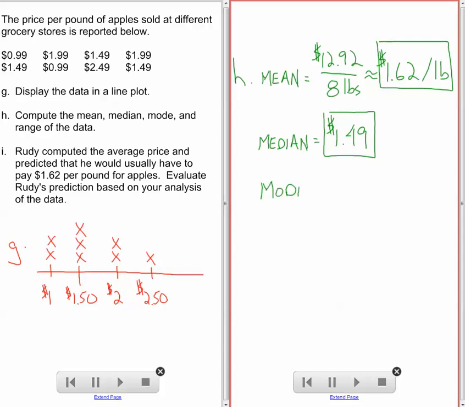And lastly, the mode. The mode's the easy one. It's the one that occurs most often, and our line plot clearly tells us that $1.49 occurs most often.